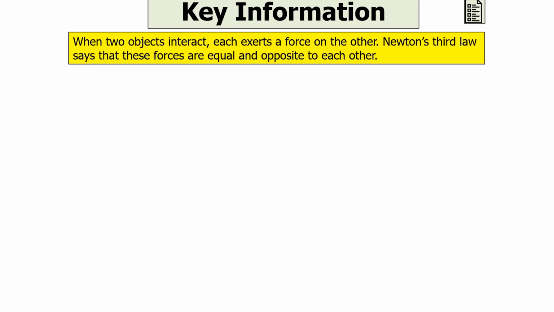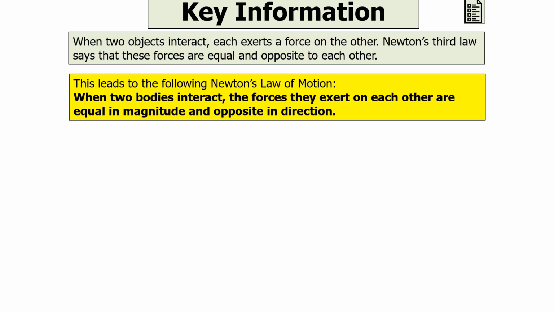Now when two objects interact, each exerts a force on the other. Newton's third law says that these forces are equal and opposite to each other. So this leads to the following Newton's law of motion: when two bodies interact, the forces they exert on each other are equal in magnitude and opposite in direction.